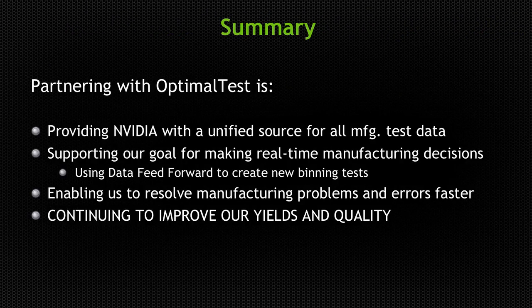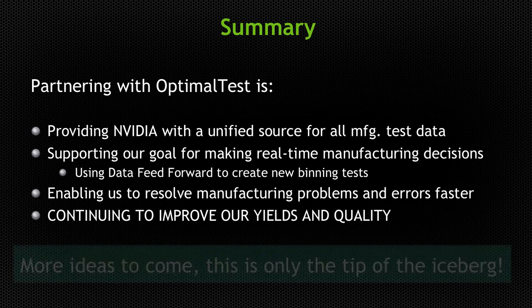So in conclusion, partnering with OptimalTest is providing Nvidia with a unified source for all of our manufacturing test operation data. And it's supporting our goal for making real-time manufacturing decisions. And it's also enabling us to resolve manufacturing problems and catch errors much faster. And it's basically allowing us to continue to improve our yields and to improve the quality of the product.